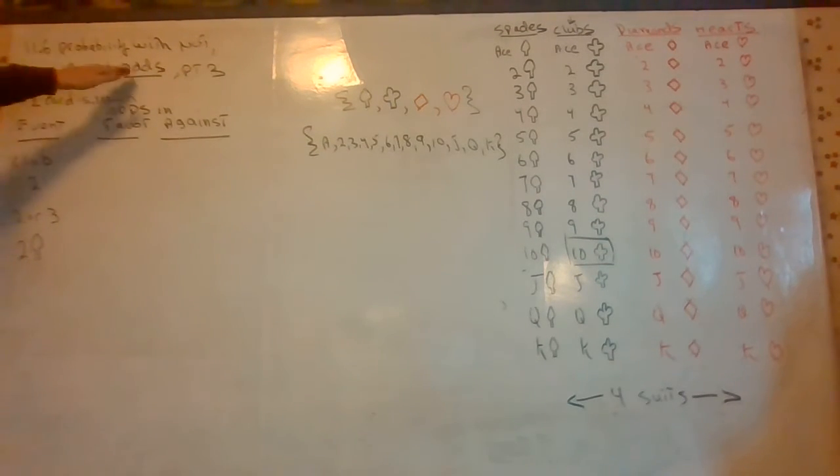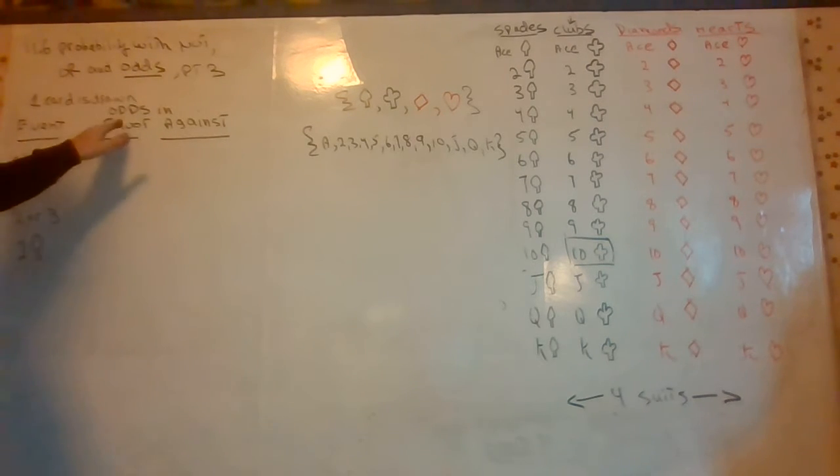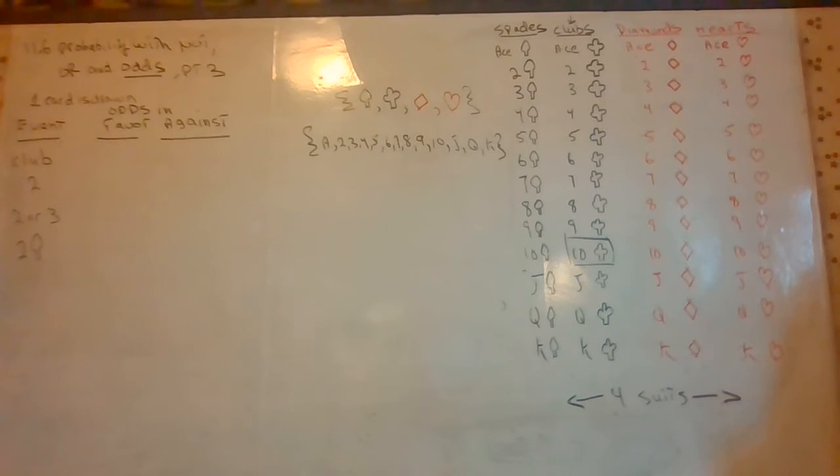11.6, we're going to talk about odds. This is the third part of 11.6 videos. And let's suppose we're going to draw one card from this deck of cards. And we have four different events. One event is drawing a club, drawing a two or a three, or a two of spades. And we're going to talk about the odds in favor or against each of these events.